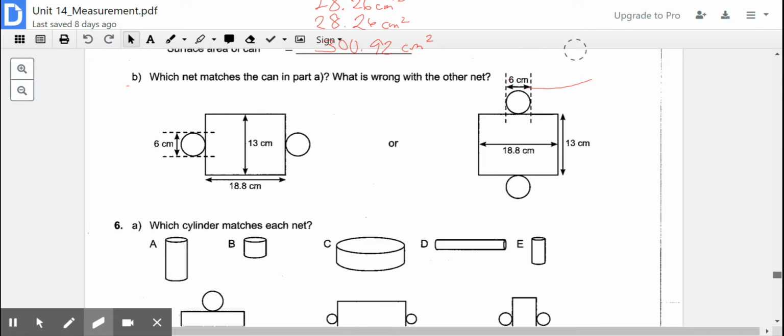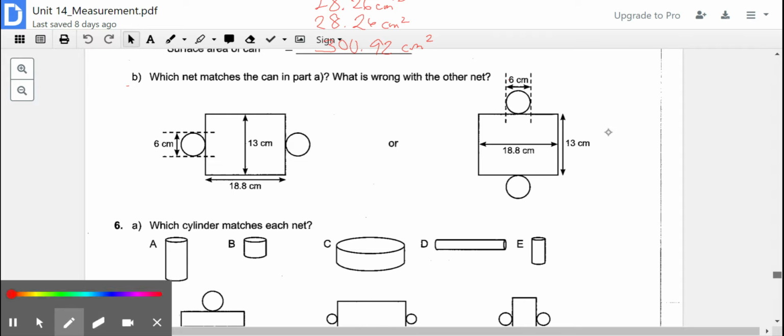Just got to erase this here. Okay. Which net matches the can in part A? What's wrong with the other net? So we've got a choice between two different cans here, and the one that matches is going to be the one there that has a circumference of 18.8. So that's got to be this one here.